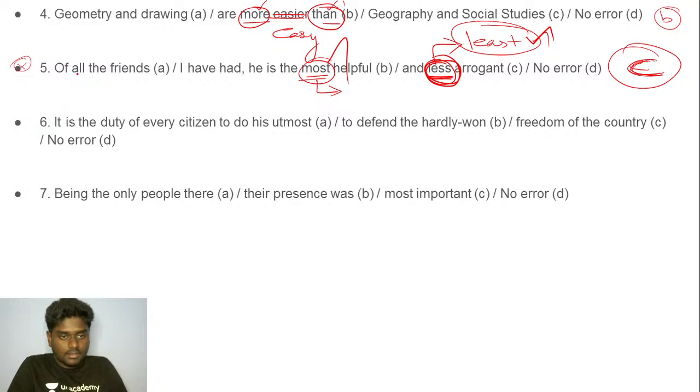Go for the sixth one, guys. What will be the right option for the sixth? It is the duty of every citizen to do his utmost to defend the hardly won freedom of the country. Is that the right way? Is that the right way? Yeah.